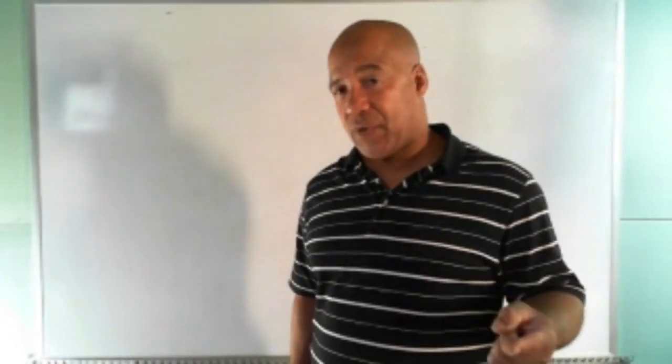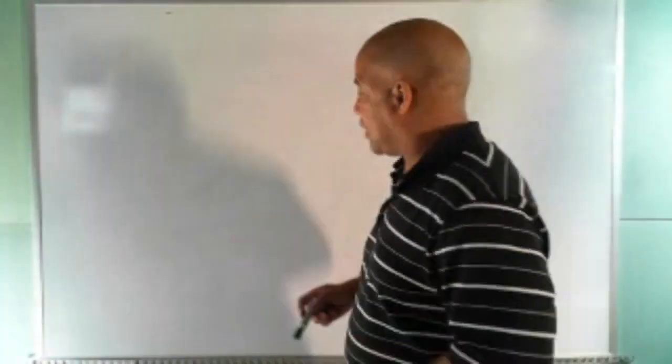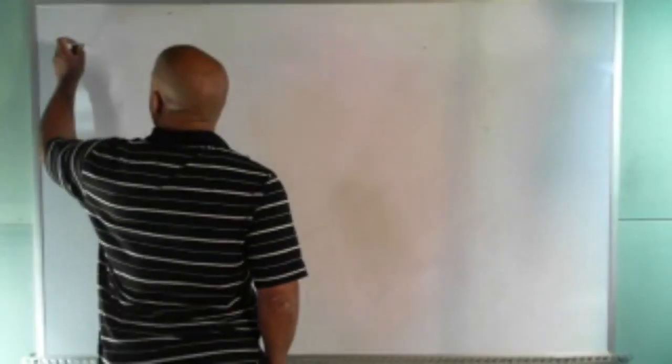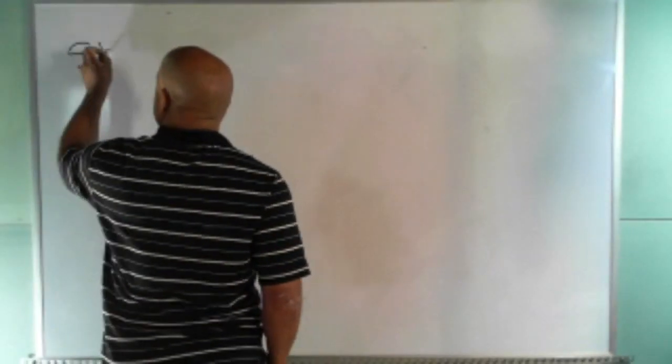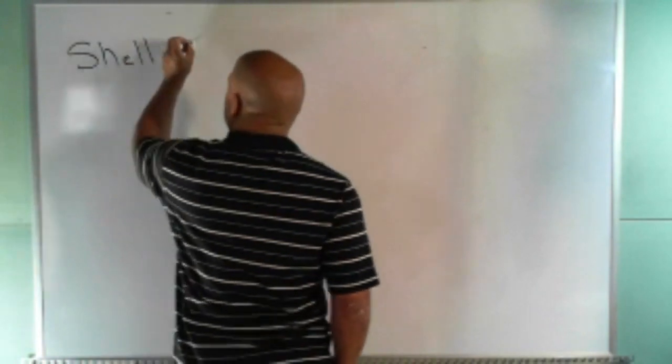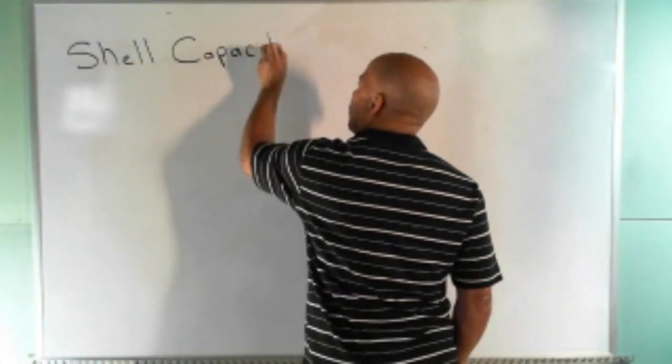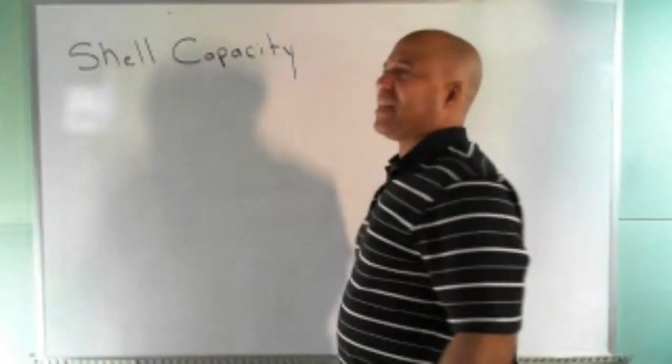So the question is, how do we count the number of valence electrons? And the answer to that is shell capacity. You've got to know the shell capacity. So, what the heck is shell capacity?